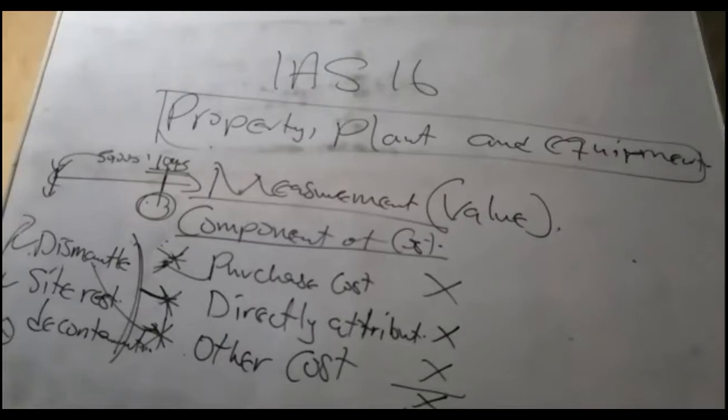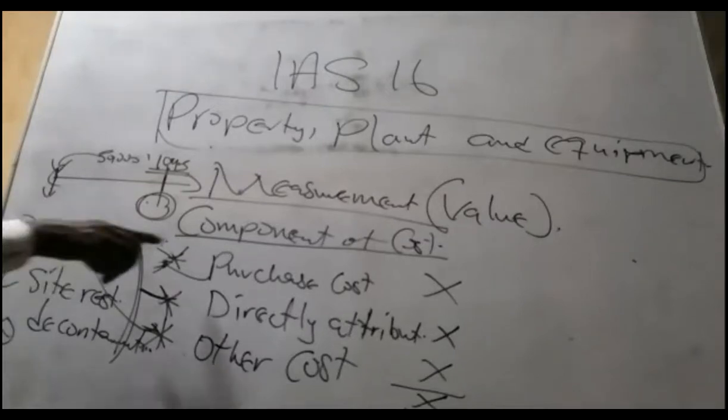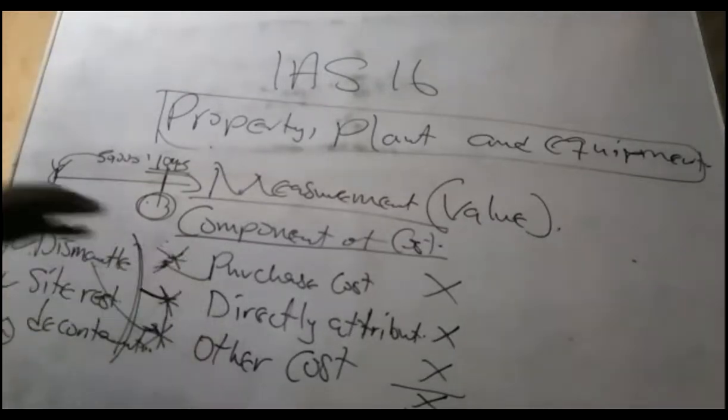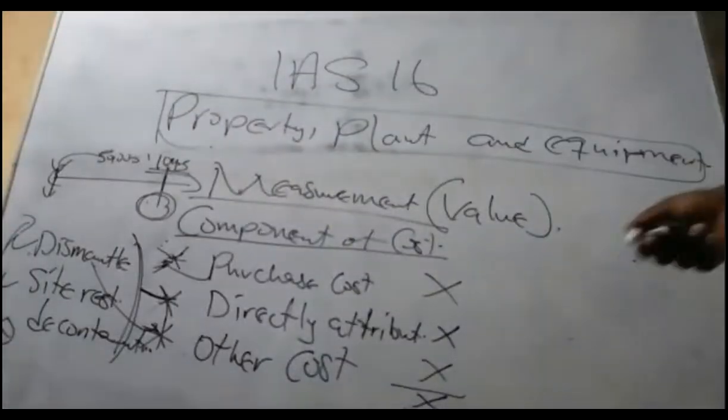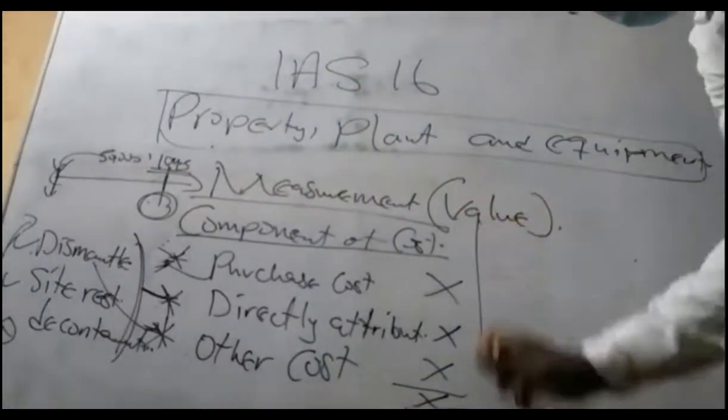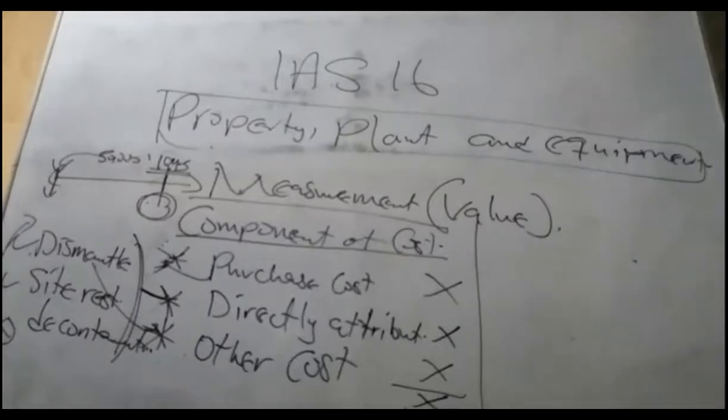Now, once we have the costs that should be part of the cost, definitely you should also have costs that are not part. We call it exclusion from the cost. So I'll do that one on the other side. Exclusion from the cost of what? PPE. Exclusion from the cost. So let's look at the exclusion from the cost of the PPE.